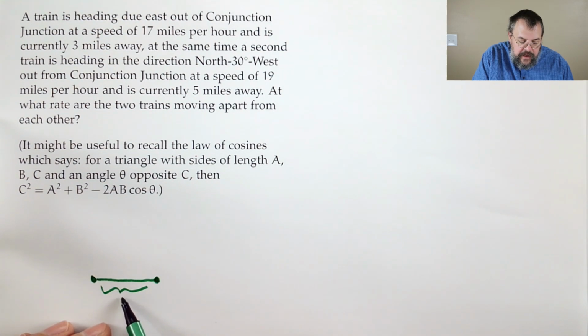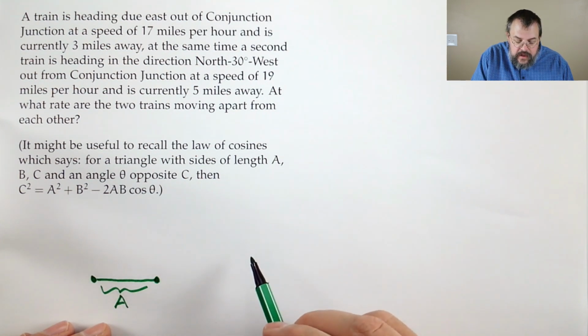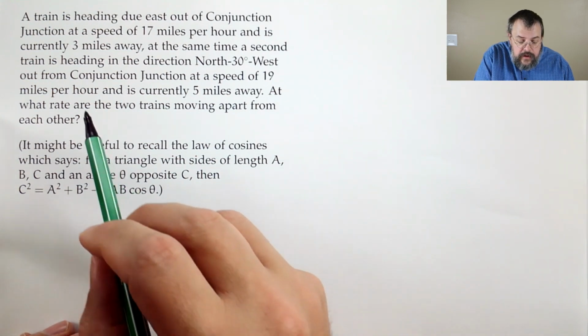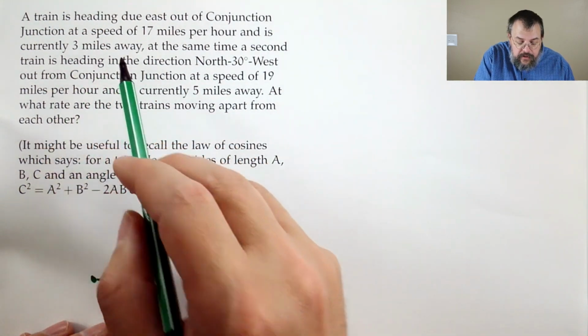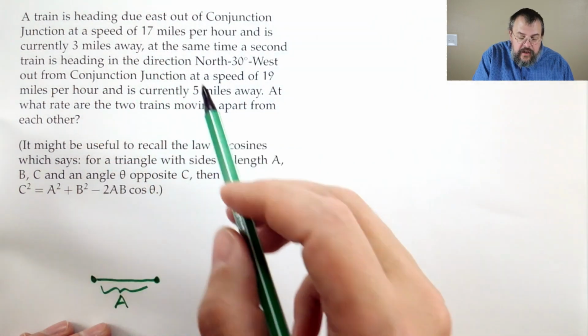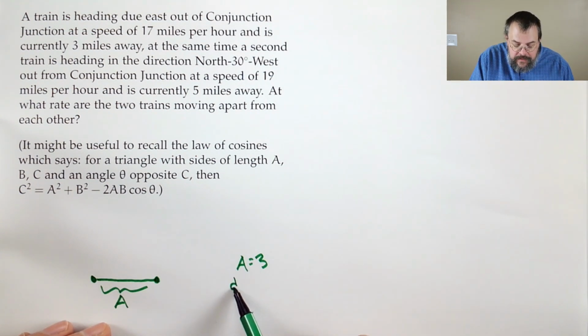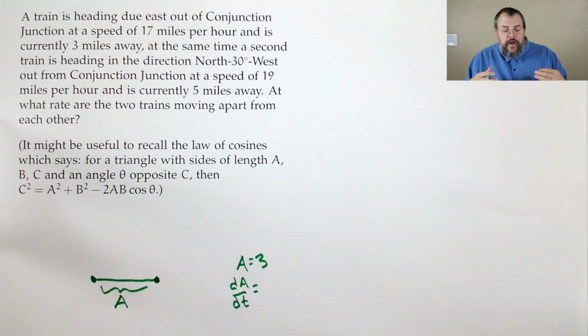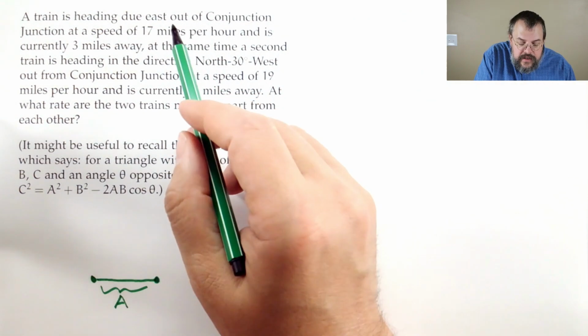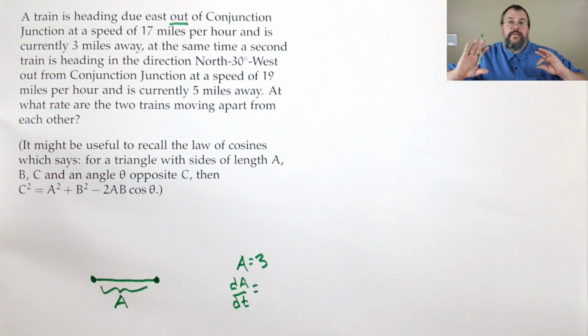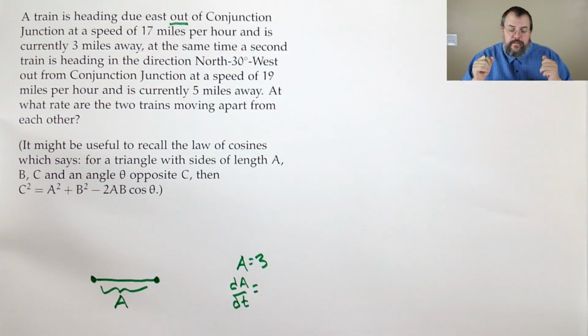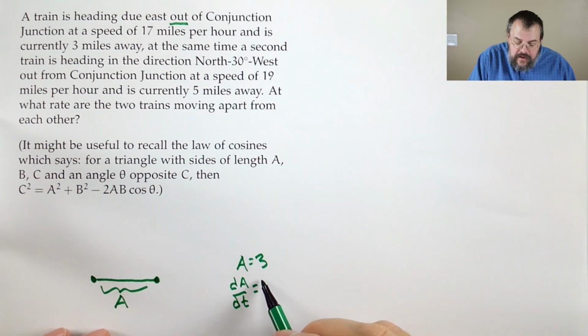So let's call this length A. We're told that A is equal to 3 miles, because it's currently 3 miles away. And the speed is information about the rate, so that's related to the derivative. Now, the thing about speed you have to be careful of is whether to make it positive or negative. Because I'm moving out of Conjunction Junction, I'm moving away from it, which means my derivative should be a positive value. So dA/dt is 17.